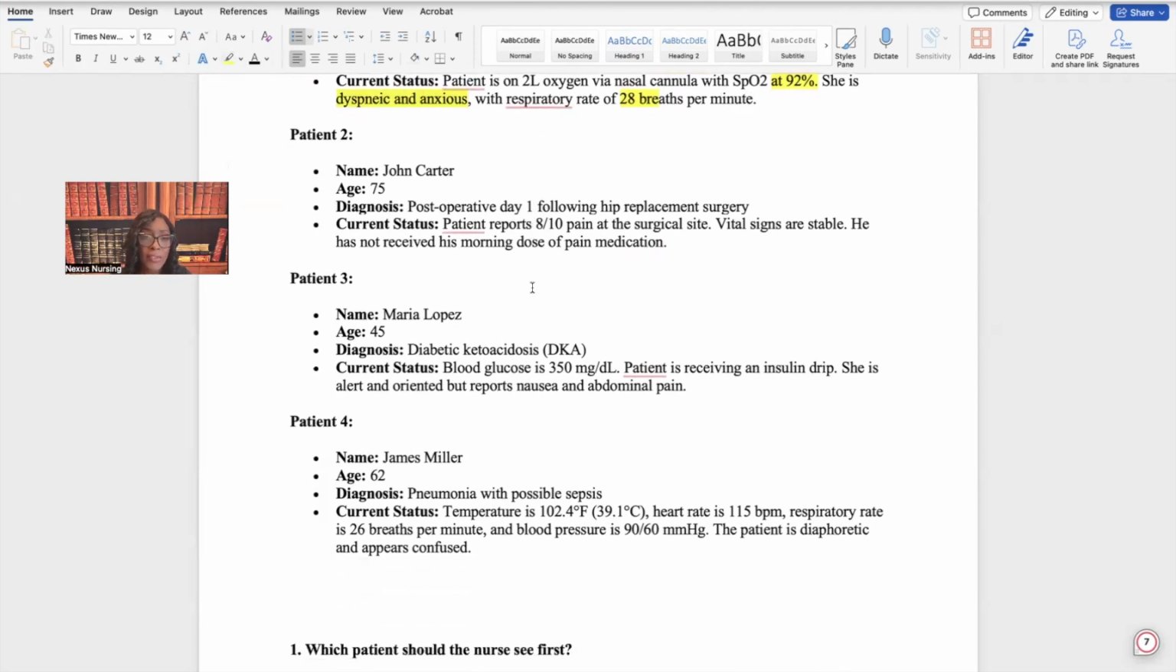Next, John Carter, 75. What's he coming in for? One day post-op. Highlight that. That's what's wrong. Pain, 8 out of 10.